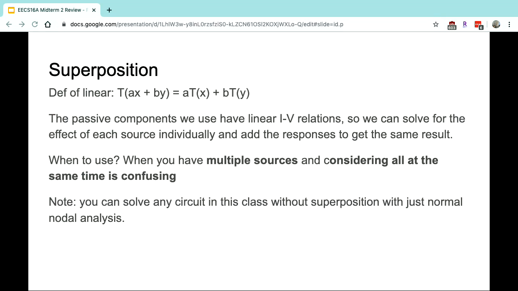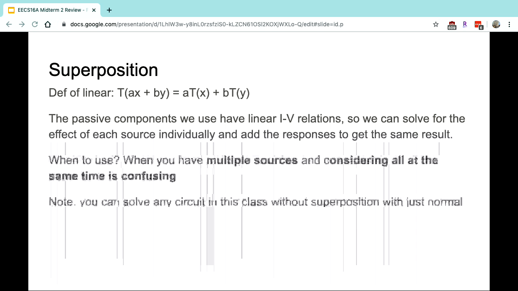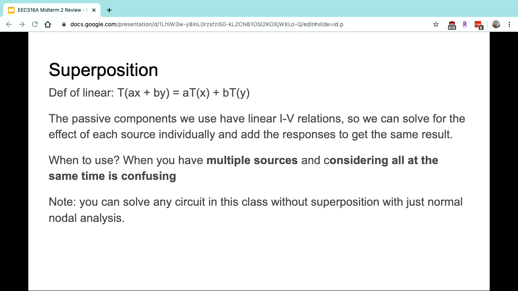Okay, so I have one more thing to talk about, which is superposition. Superposition is a method to help us solve for something, and it's good to use if you have multiple sources and you don't want to consider all of them at the same time. What superposition is saying is that for linear elements, the current or the voltage going across or through an element is the sum of the current or the voltage affected by each of the individual sources acting one by one.